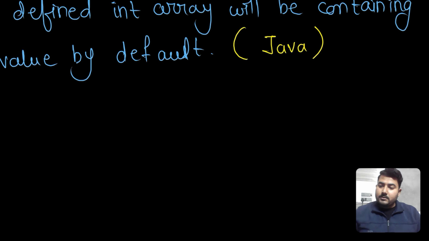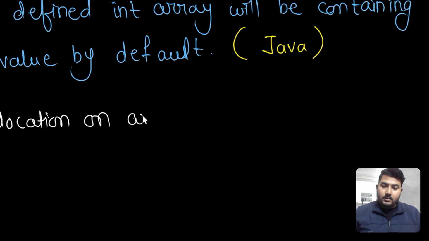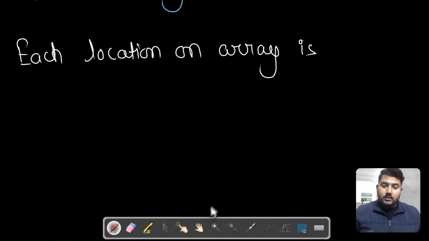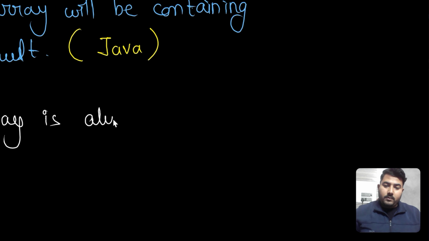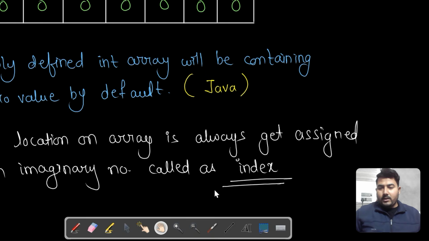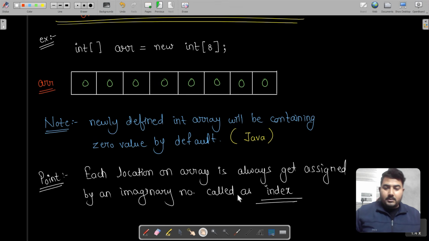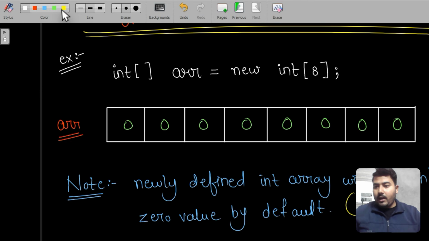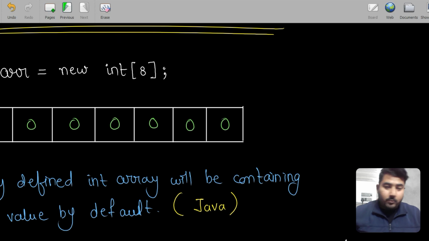One very important point here is that each location on an array is always an imaginary number. So indexing is also another concept which is present in array. That means every location here that we can see is having an imaginary number assigned to it, and it always starts from zero. Very, very important point to note. It always starts from zero and it keeps on going in the forward direction one by one.